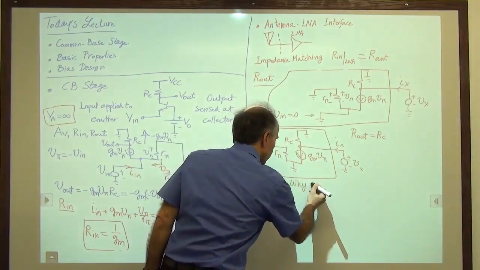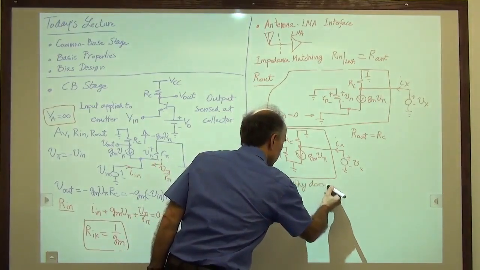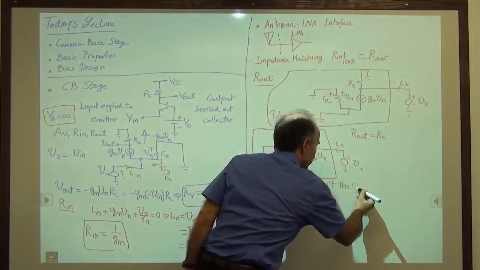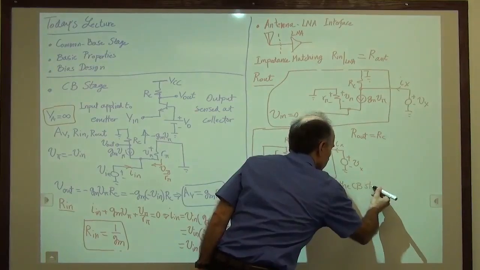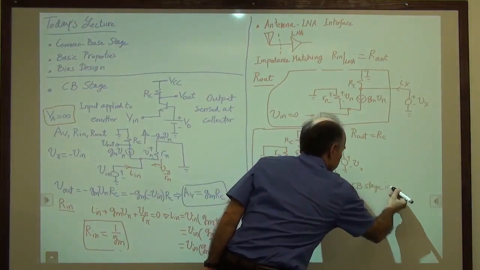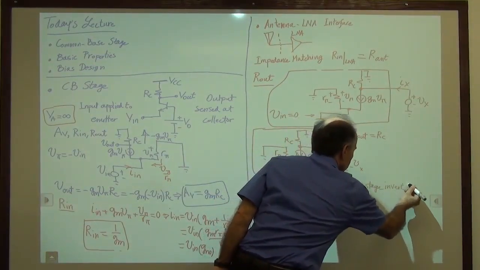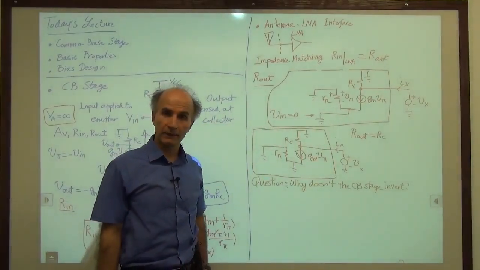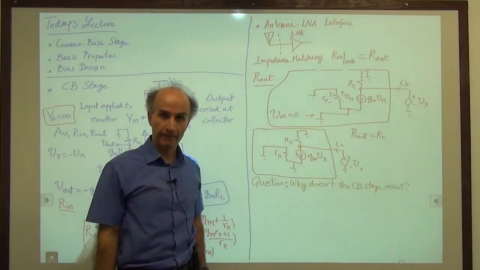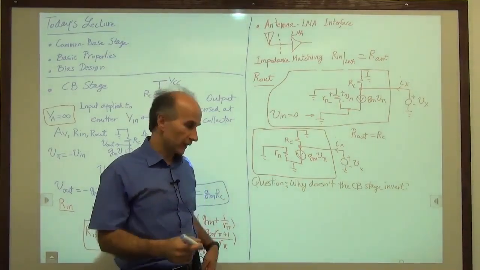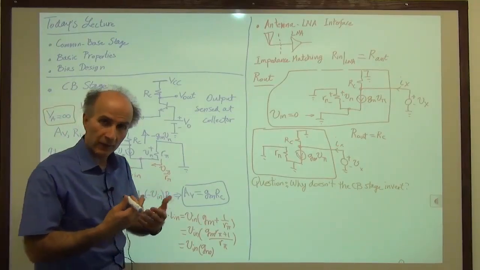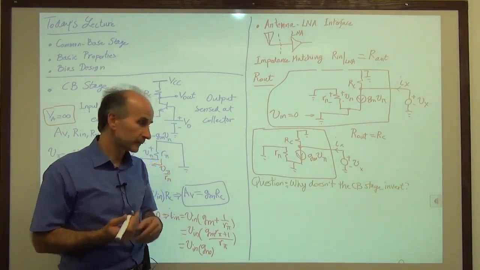Why doesn't the CB stage invert? Meaning, why is the gain of the common base stage positive, not negative? Of course, the equations tell us that's true, but can we have some intuition as to why that happens?